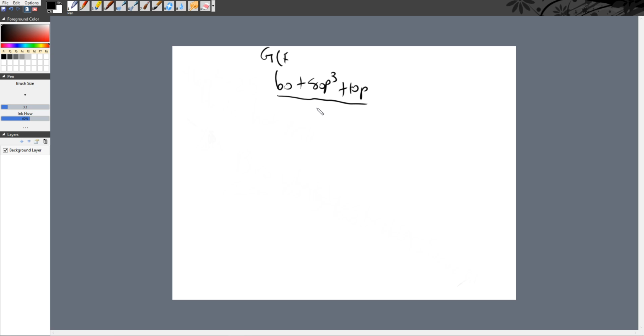So we need to find the greatest part of that. Since they're all just in a set of 10, the greatest common factor would be 10. So then it would be 10 times 6 plus 8p cubed plus p.